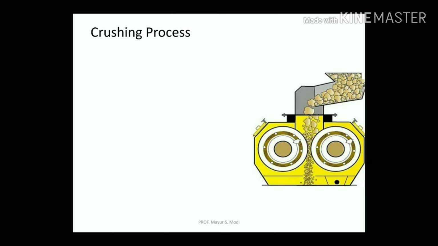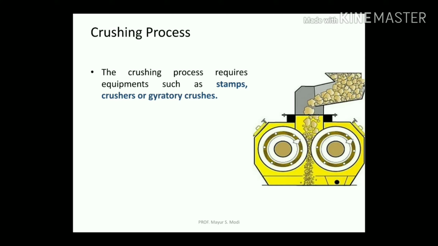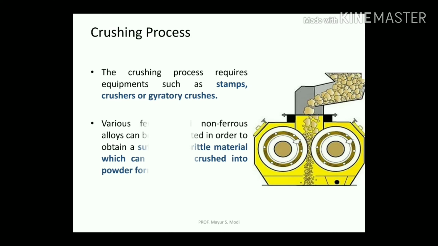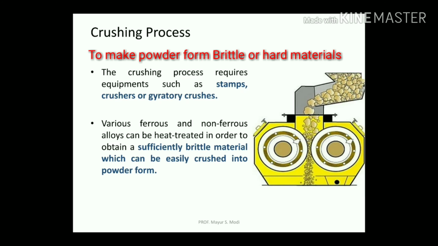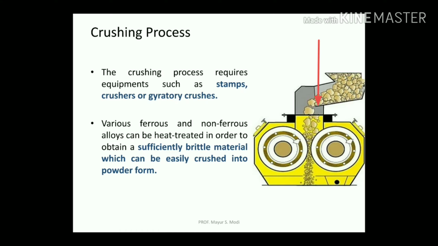Crushing process. The crushing process requires equipment such as stamps, crushers or gyratory crushers. Various ferrous and non-ferrous alloys can be heat treated in order to obtain a sufficiently brittle material which can be easily crushed into powder form. Two crusher rollers rotate, and at the top side the metallic material is introduced between the crushers and converted into finer particles. The required number of passes through the crushers is applied.